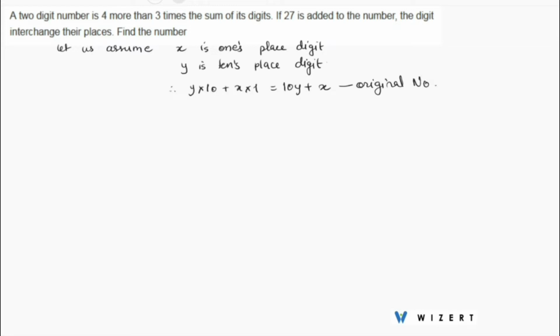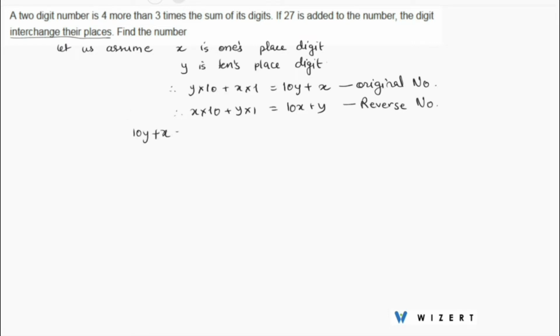The number obtained by interchanging their places will be the reverse number. Therefore, x multiplied by 10 plus y multiplied by 1 equals 10x plus y, the reverse number. Now we are also given that the two-digit number is 4 more than 3 times the sum of its digits. So let's see.